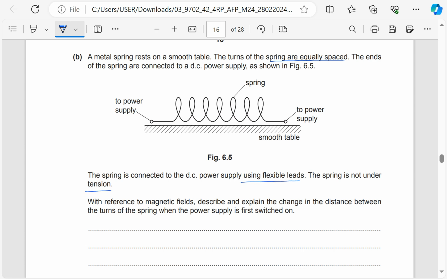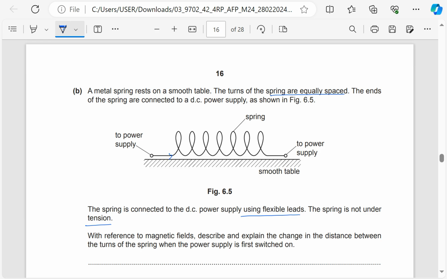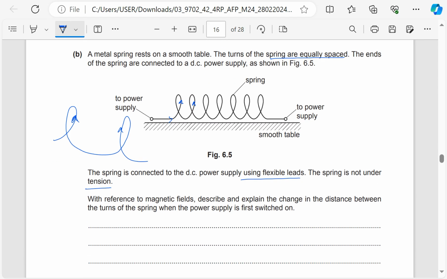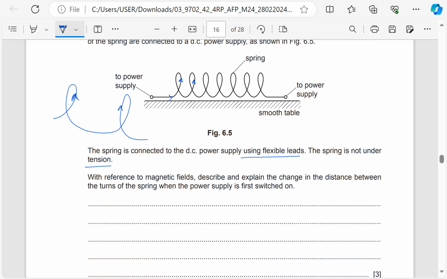It is relaxed. So let's say the current enters from here. So there's a current here. And if I consider these two corresponding coils, I have this one and this one. So there's a current here. It's like they are carrying current in the same direction. Of course, there's a magnetic field around each of these turns. With reference to magnetic fields, describe and explain the change in the distance between the turns of the spring when the power supply is first switched on.